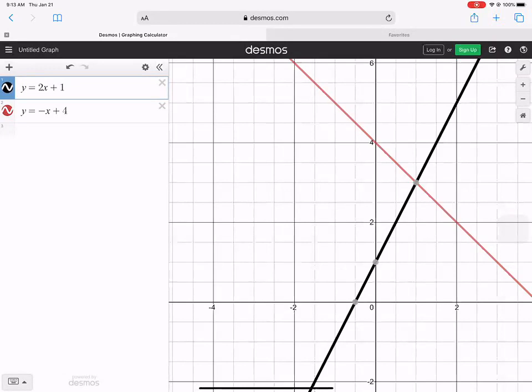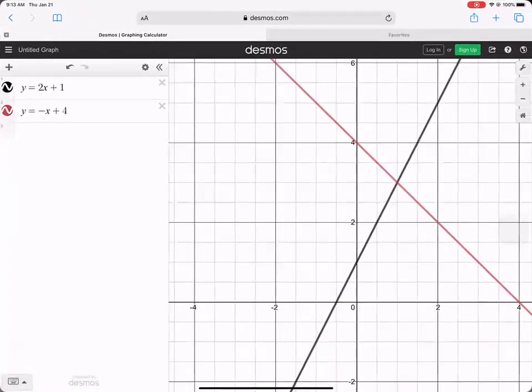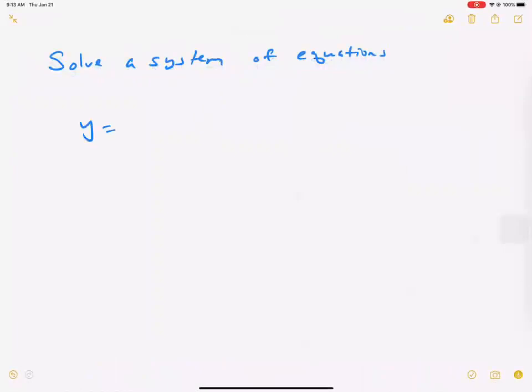Today what we're going to work on is solving this equation algebraically using something called substitution. So let's go ahead and rewrite this. 2x plus 1 and negative x plus 4. Y is equal to 2x plus 1 and y is equal to negative x plus 4. And we are going to solve this algebraically, meaning not by graphing, but by plugging in the numbers together. And today we're going to work on the skill called substitution.